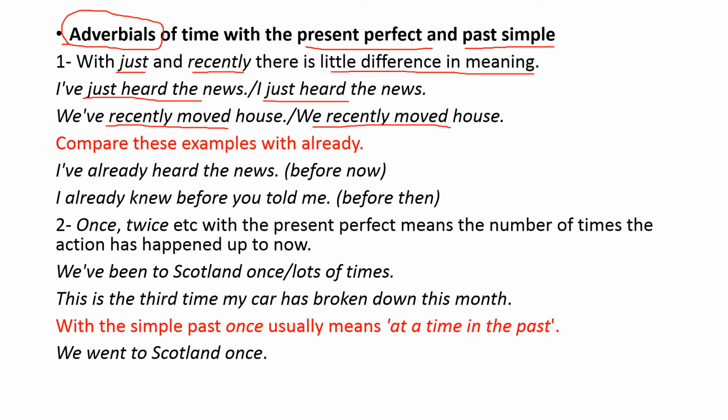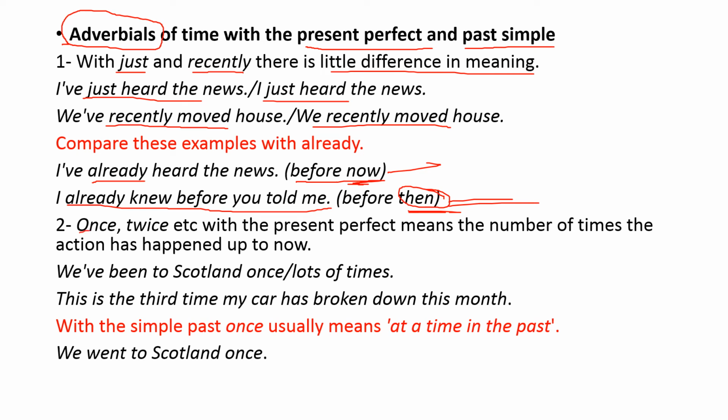But compare these two examples. When we say, "I have already heard the news," it means that I heard the news before now. But when we say, "I already knew before you told me," it means before then, before you told me. So here already refers to now in the first sentence, and the second already refers to then. When we use already with the present perfect, it refers to the present, and when we use already with the past simple, it refers to the past.